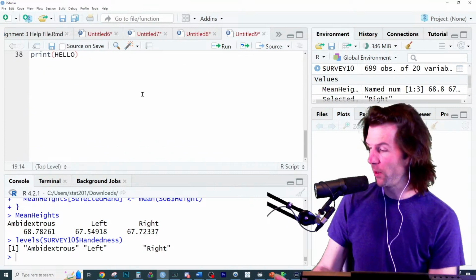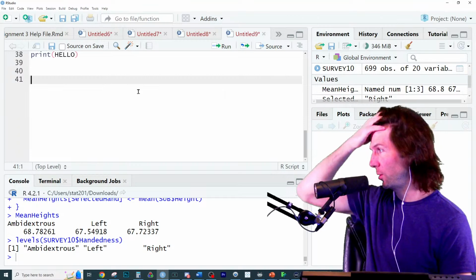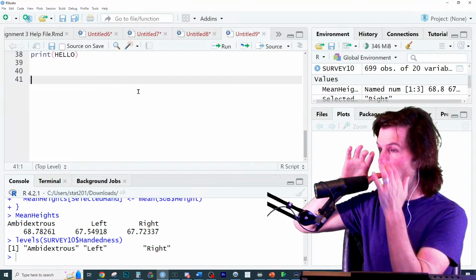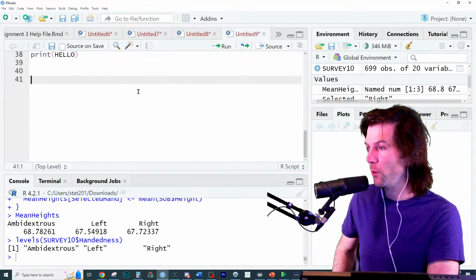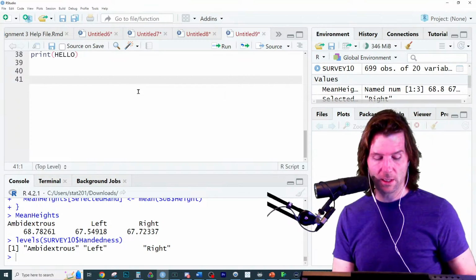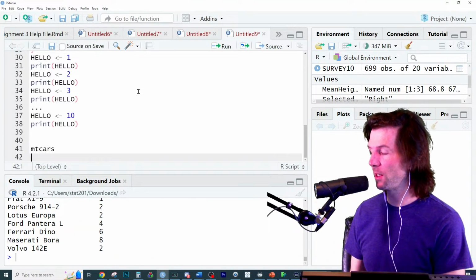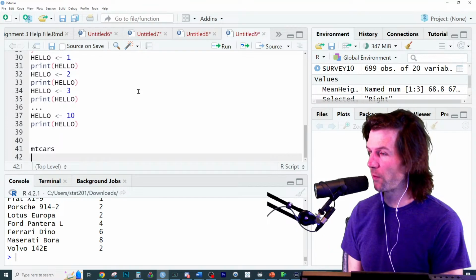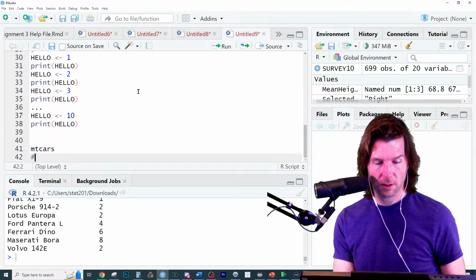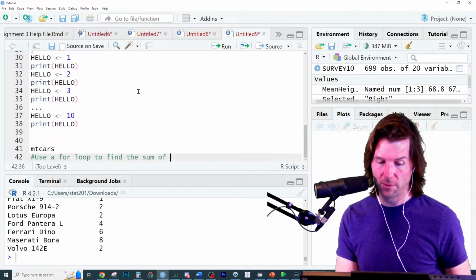Like here, we'll do one more example. Then we'll do probably one of our last questions today. Let's say we have a for loop. We want to find the sum of each column in a data set. So what would be a good thing to do if we have a data set like empty cars and we want to find the sum of each column in empty cars? What would be a good starting point to do one instance of the for loop? So it says use a for loop to find the sum of each column.